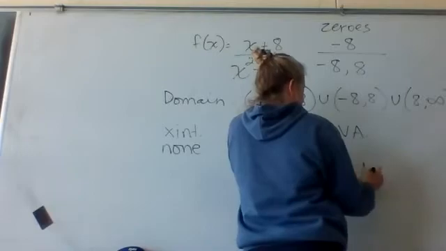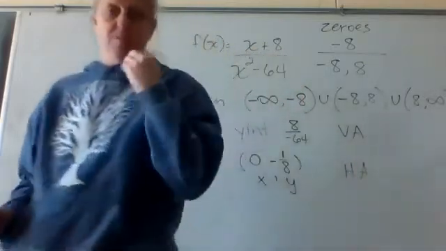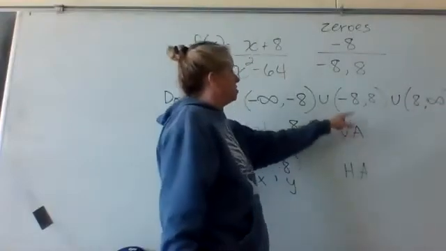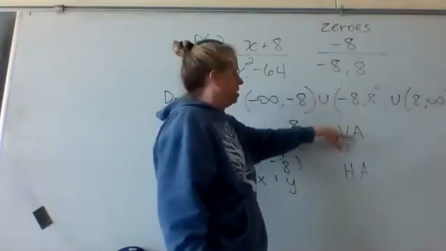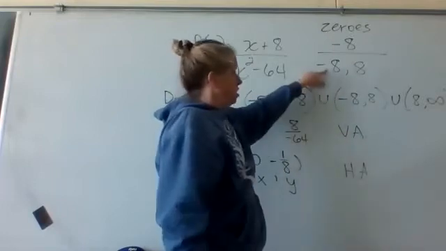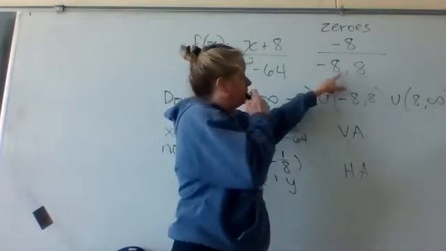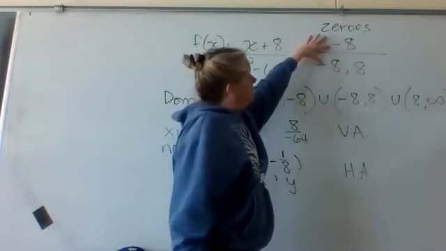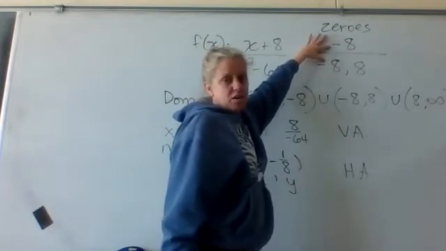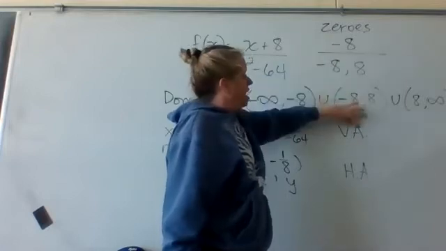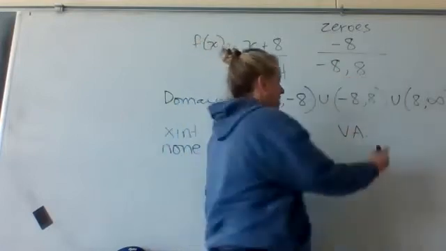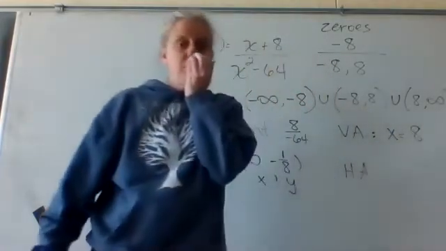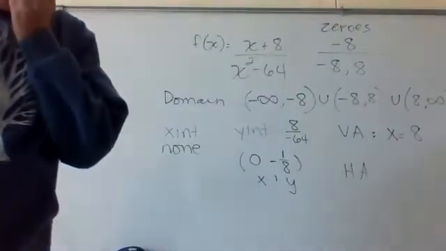And the last thing it's going to ask you about the graphs are their vertical asymptotes and their horizontal asymptotes. Now remember, vertical asymptotes, this is why you find the zeros at the beginning, occur at zeros of the denominator, as long as they're not already zeros of the numerator, which means those cancel each other. The only vertical asymptote is 8, or x equals 8.